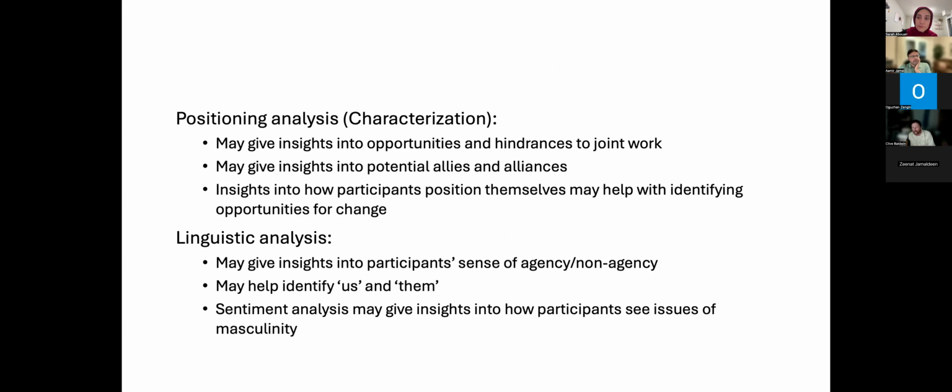Sentiment analysis may give insights about how people see these issues. Are they confident in addressing things or not confident? Are they suspicious about certain things? Are they hopeful about certain things? You can run interviews through software that will do that sort of basic sentiment analysis, and it gives you an idea of how people feel about these issues. And knowing that might help, again, identify work that needs to be done.